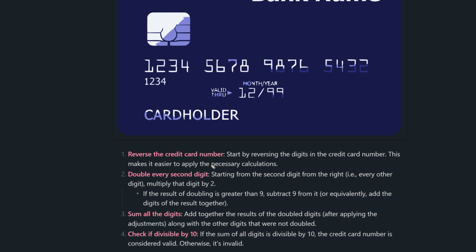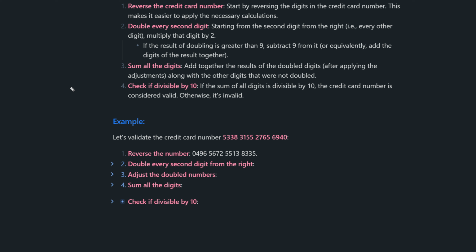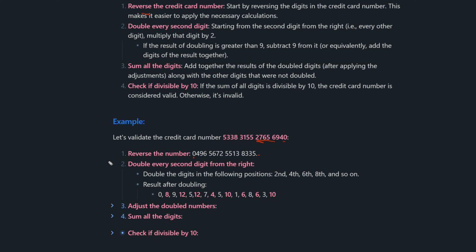I have an example that we're going through right now to see this Luhn algorithm. So let's validate a credit card number like this one here. We have this number here, and we're going to validate it. Following the Luhn algorithm, the first step is to reverse the credit card number. So we have the reversed number, going from the right, and we have 0, 4, 9, 6, and so on. The second step is to double every second digit from the right.